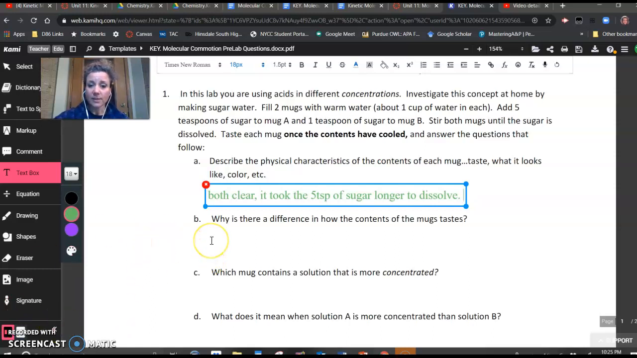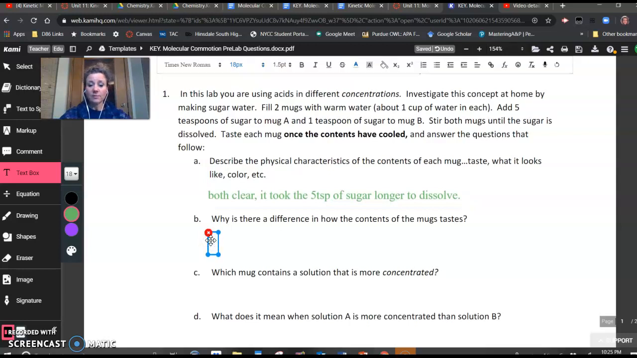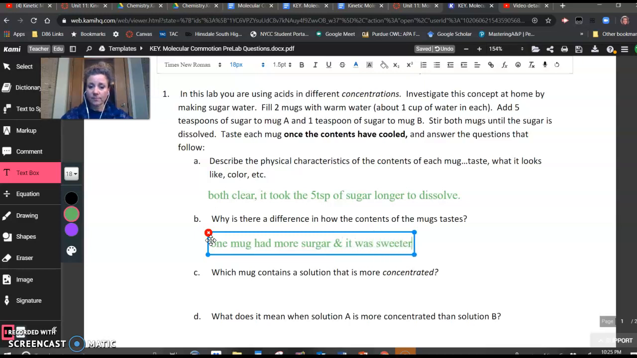So why is there a difference in how the contents of the mugs taste? Well, the reason why is because one mug had more sugar and it was sweeter. So which mug contains a solution that is more concentrated? The one with 5 tablespoons of sugar.